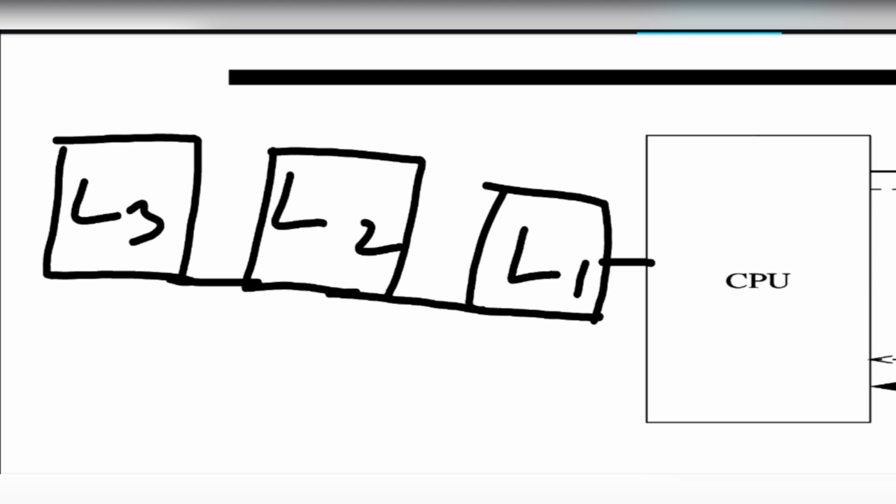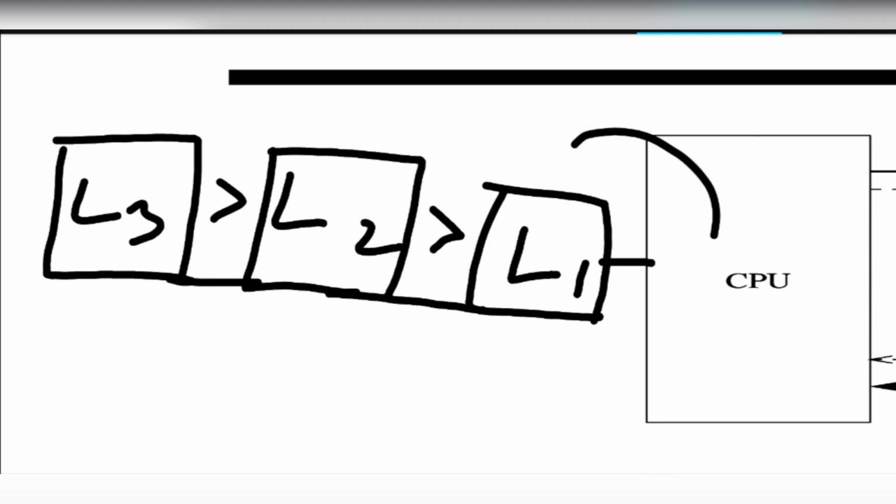All the caches are inside the CPU, but the L1 cache is small compared to L2, and L3 is the largest cache. While L1 is small, L1 is also faster. L1 is faster than L2 and L3 cache.